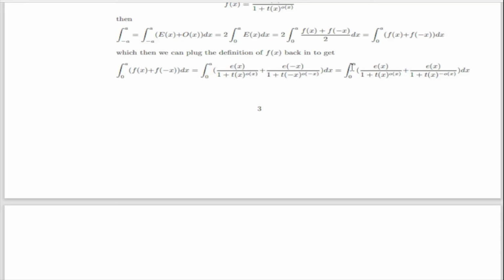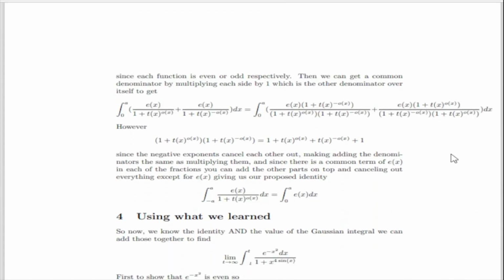So we can then simplify, because E of negative x, because E is even, is just E of x. T of negative x, because T is even, is just T of x. And O of negative x, because O is odd, is just negative O of x. So each function is even or odd respectively, which is why we can do that. Then we can get a common denominator by multiplying each side by 1, which is the other denominator over itself. This is our original, and this is what we get. Now you have a common denominator.